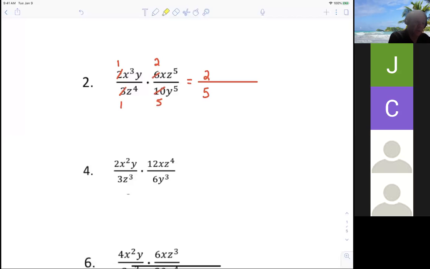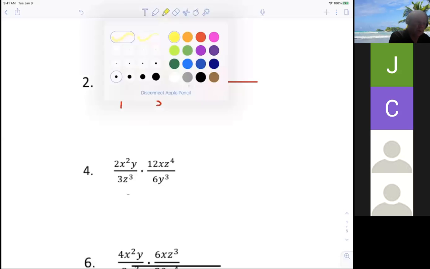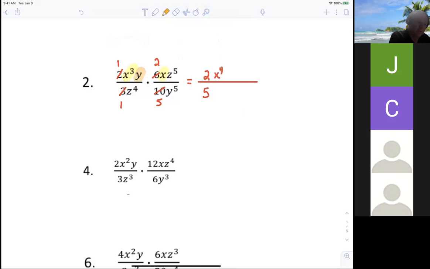Now what we're doing is we're just going across, looking at the variables. X cubed and X, that means there's 4 X's on the top. There's no X's on the bottom. So that means that there's going to be an X to the 4th on the top. Now I'm looking at the Y's. 1 Y on the top, 5 Y's on the bottom. That means there will be 4 Y's left on the bottom when I cross out. Next thing I have is Z to the 4th, Z to the 5th, leaves me a Z on the top.